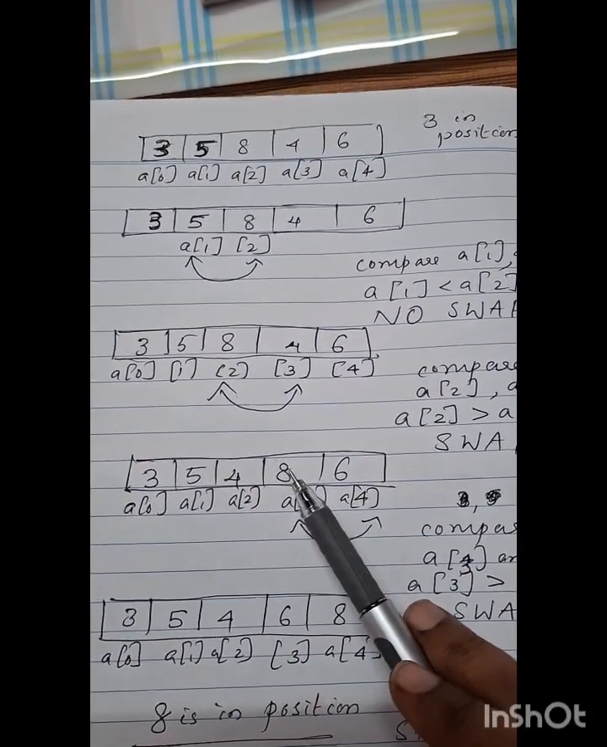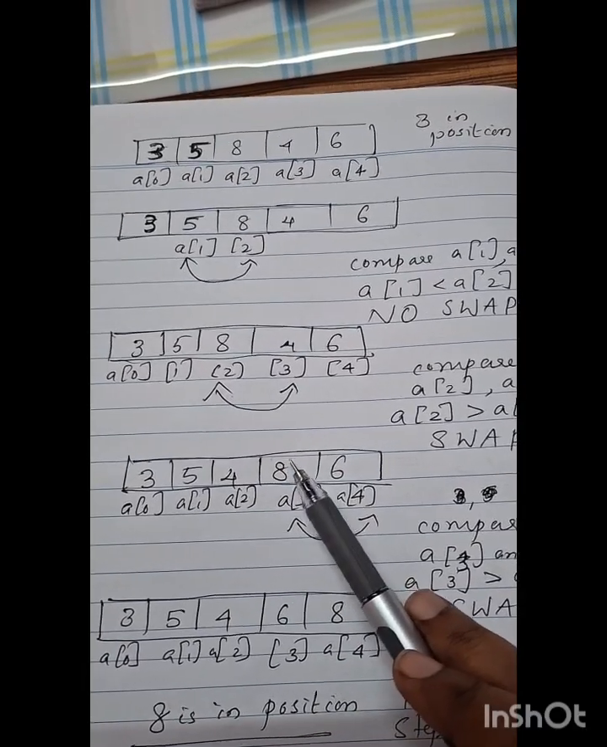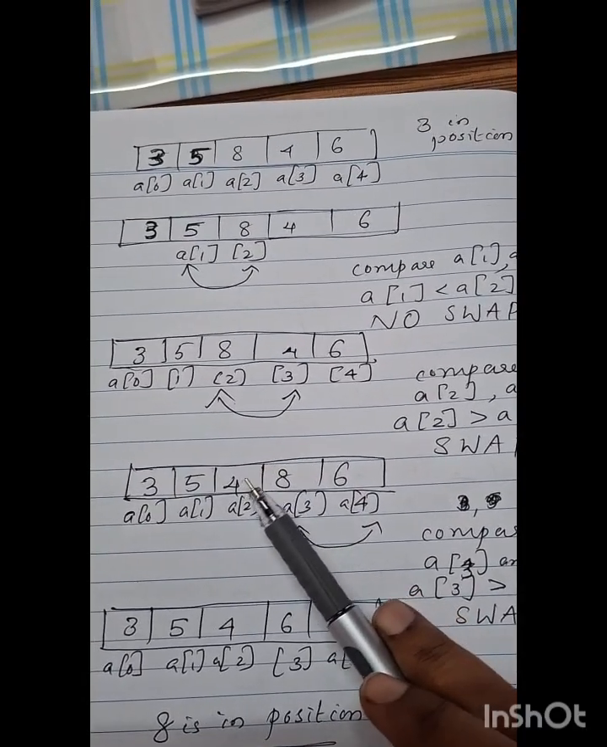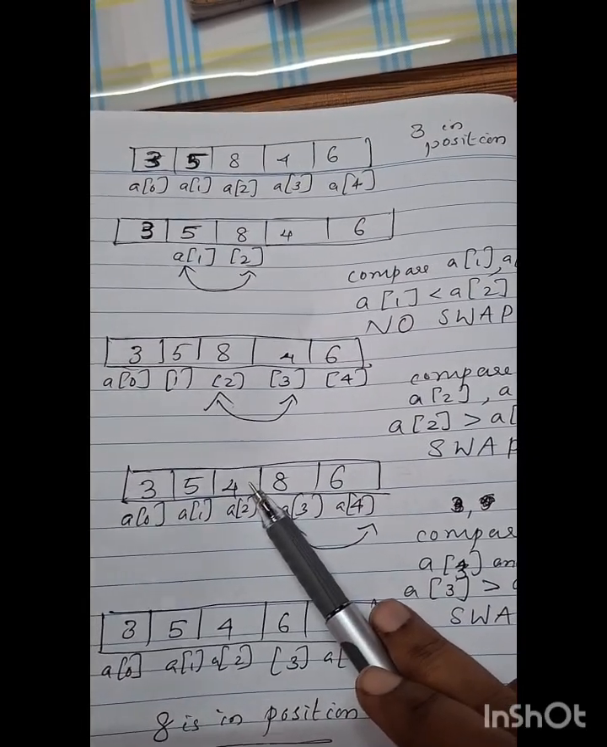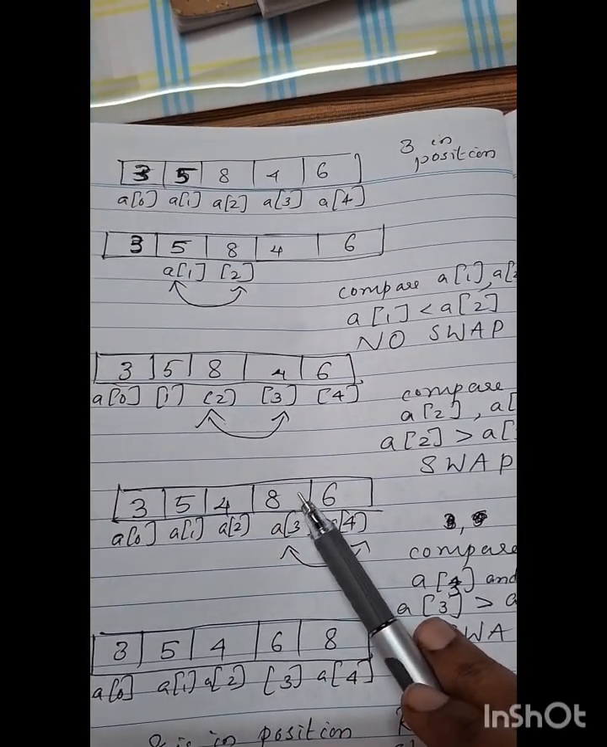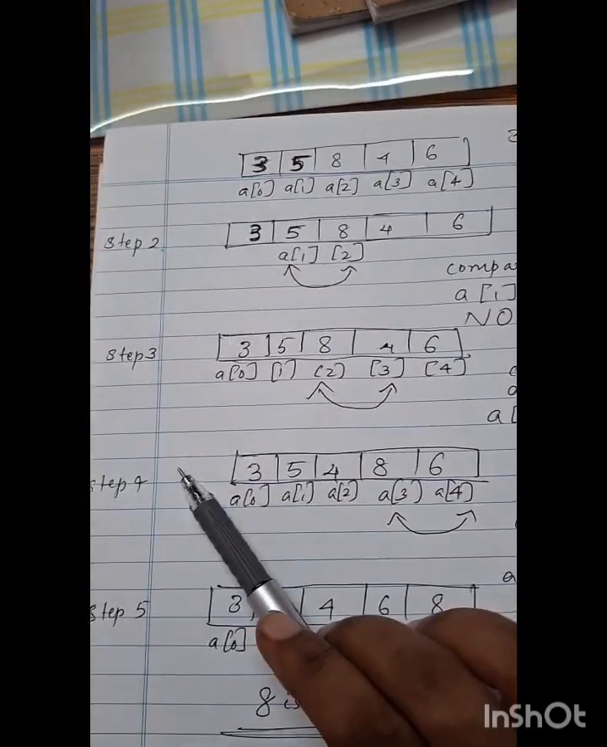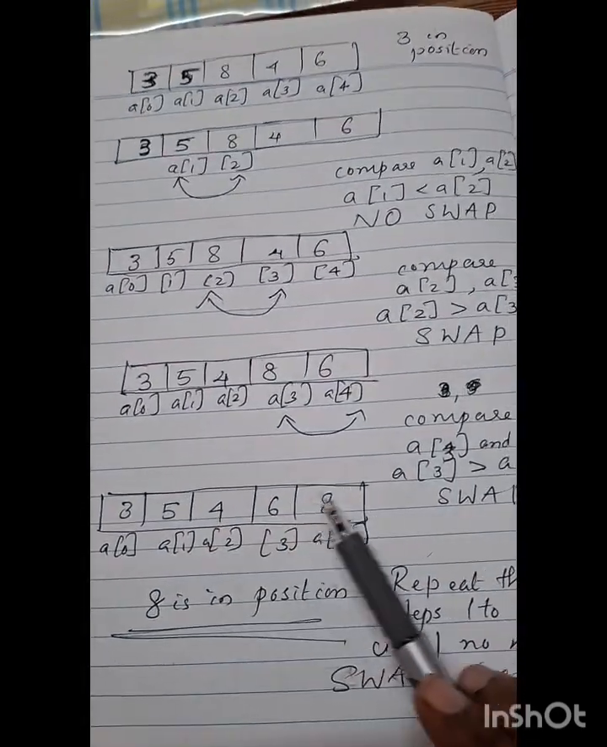3, 5, swapping 8 and 4 together. 8 will come in the place of 4 and 4 will come in the place of 8. That is, A2 will be filled with the 4 and A3 will be filled with the 8. So the new array after step 4 is 3, 5, 4, 6, 8.